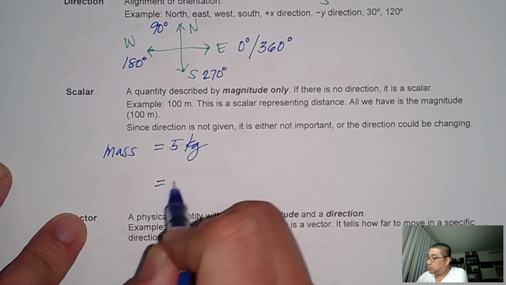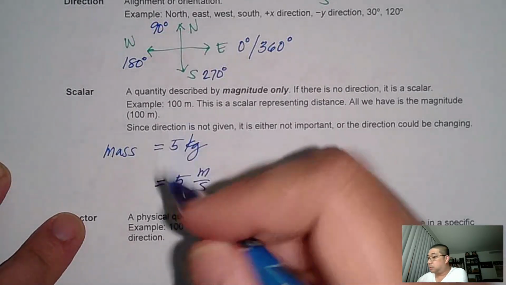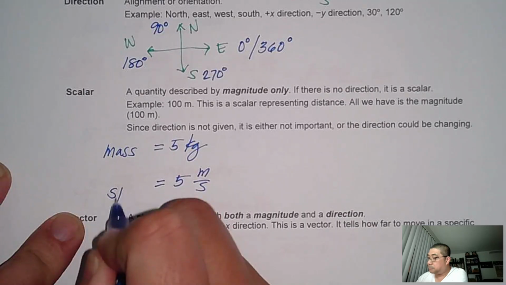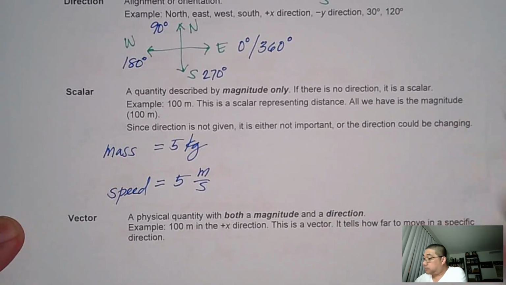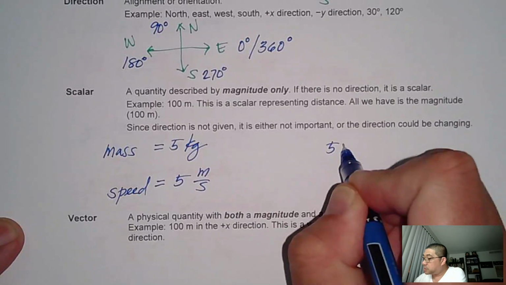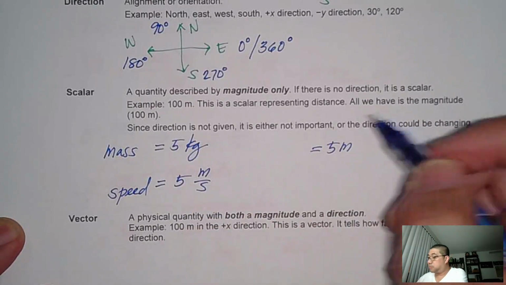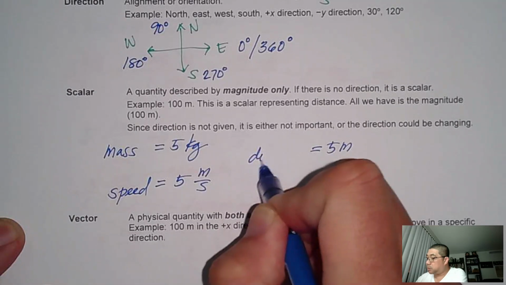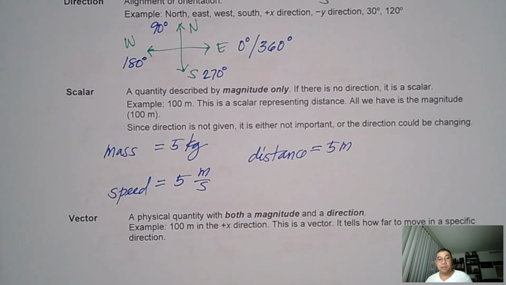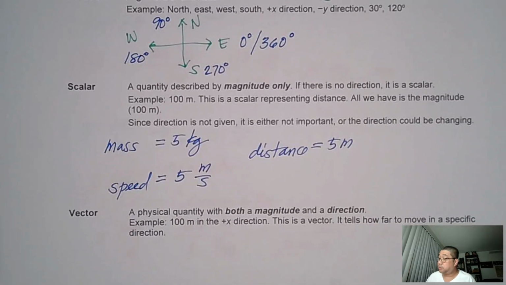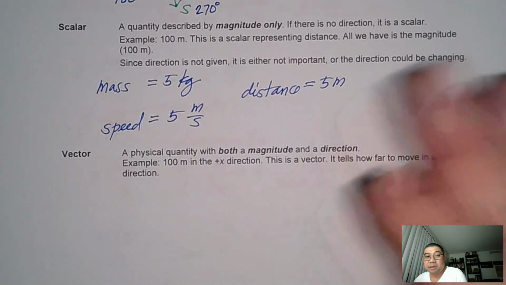How about 5 meters per second? 5 meters per second, we don't care about the direction, so that is your speed. What if I have 5 meters? There's no direction mentioned, so this is what we call distance. So distance, mass, and speed, these three are examples of scalar quantities. Temperature is also a scalar quantity because there's no direction.